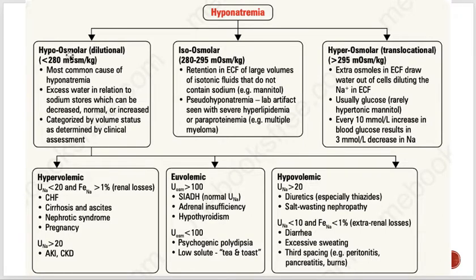So see, whenever it is hypervolemic, hypoosmolar hyponatremia, what can be the causes? It could be congestive heart failure, cirrhosis or ascites, nephrotic syndrome, or pregnancy. Normally, when there is hyponatremia with hypoosmolality, ideally if the kidneys are functioning fine, they should be retaining sodium. So the urine sodium is basically less than 20. So it means the kidneys are working fine. So these are the causes.